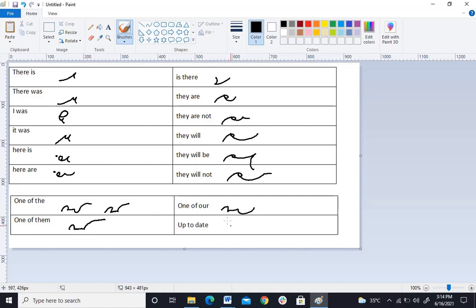Next, up to date. Instead of writing up to date, magiging update na lang siya. Okay? So, paano na naman yan?